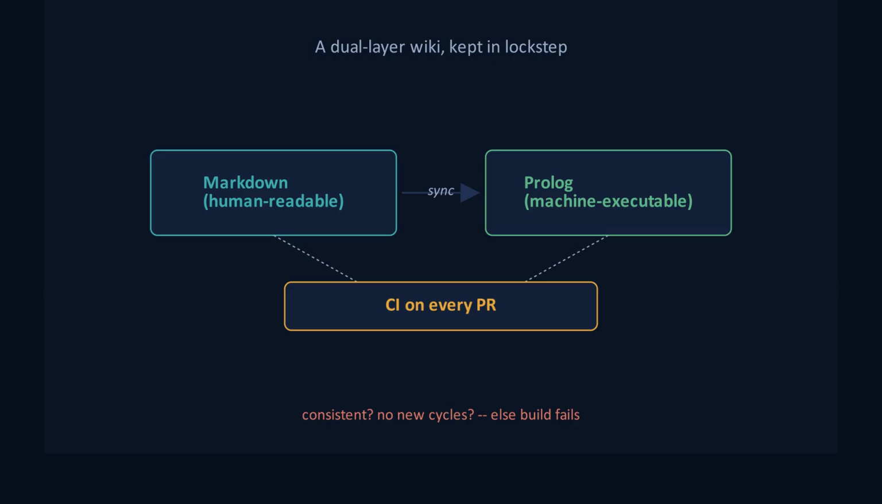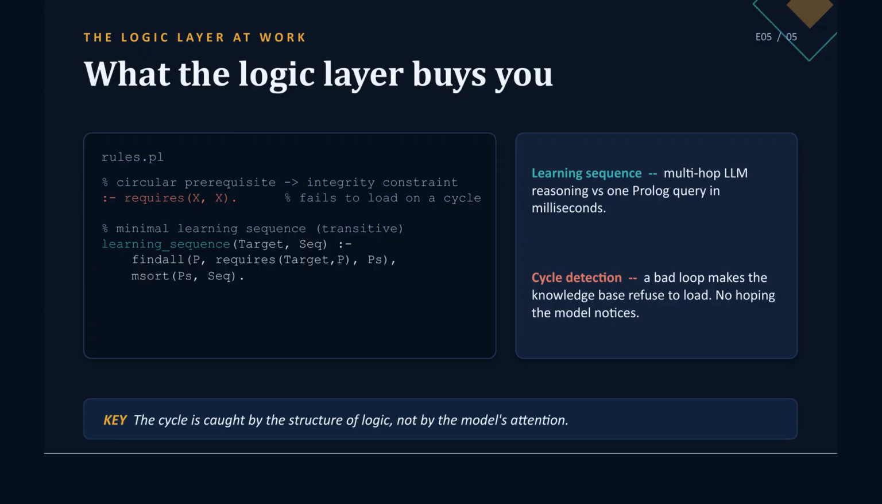Every single edit to the wiki triggers an automated check: are the Prolog facts still consistent with the pages? Has anyone introduced a circular prerequisite? If so, the build fails. The loop between the readable layer and the provable layer is closed, automatically, on every change. And what does that formal layer actually buy you? Things the language model is genuinely bad at.